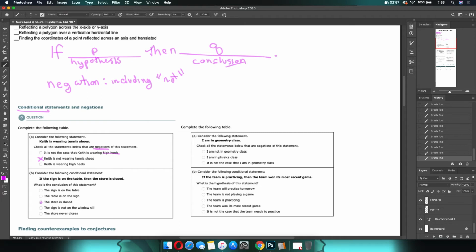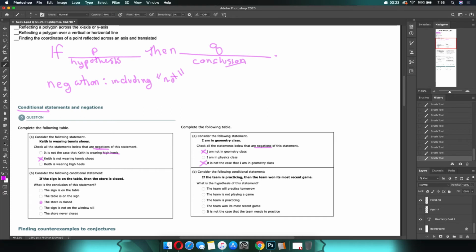Right here. Next up, I am in geometry class. We want the negation, which means we're inserting the word not into our sentence. So I am not in geometry class. That makes sense. I am in physics. No, that's not it. It is not the case that I am in geometry class. Now notice, you don't usually see this in the software. These are checkboxes. They're not bulleted points that you tick off. So that means you can check more than one in this topic.